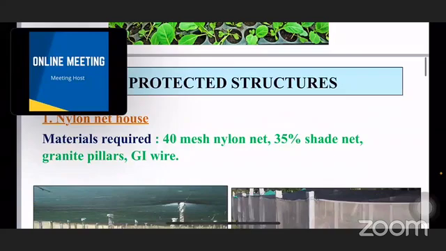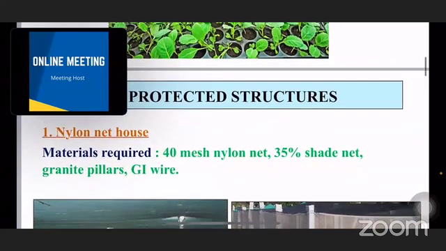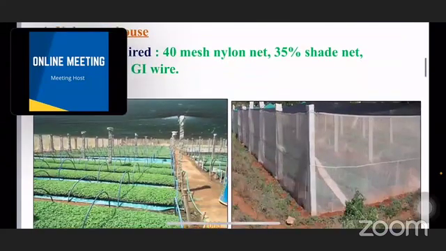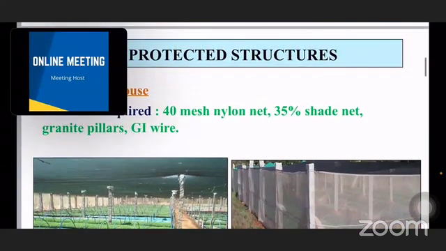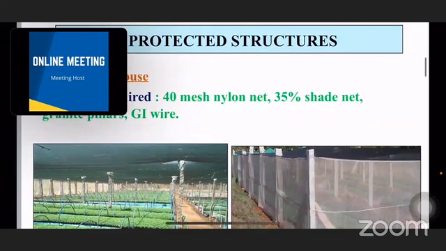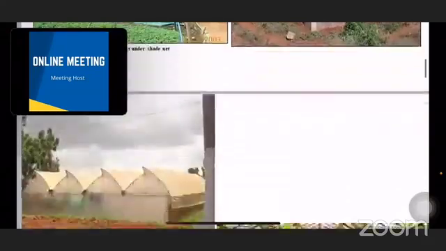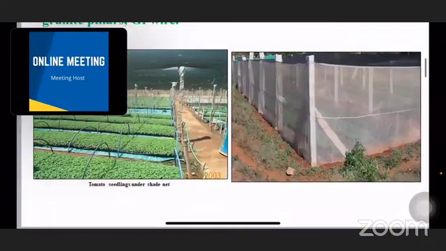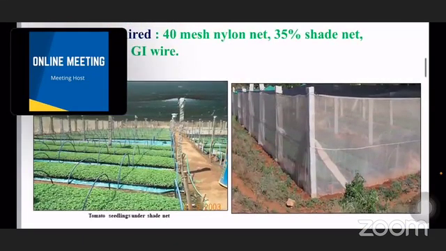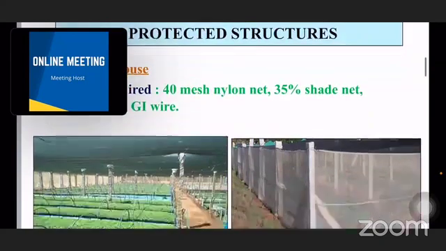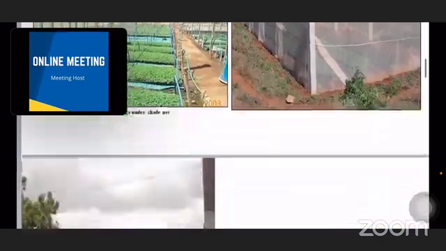Then coming to the protective structures, the first one is the nylon net house. Here we can see the nylon net house. This is usually 40 mesh nylon net, and 35% shade net will be available, so this much 35% shade may be available to the seedlings. This will be supported with GI wire and also granite pillars.